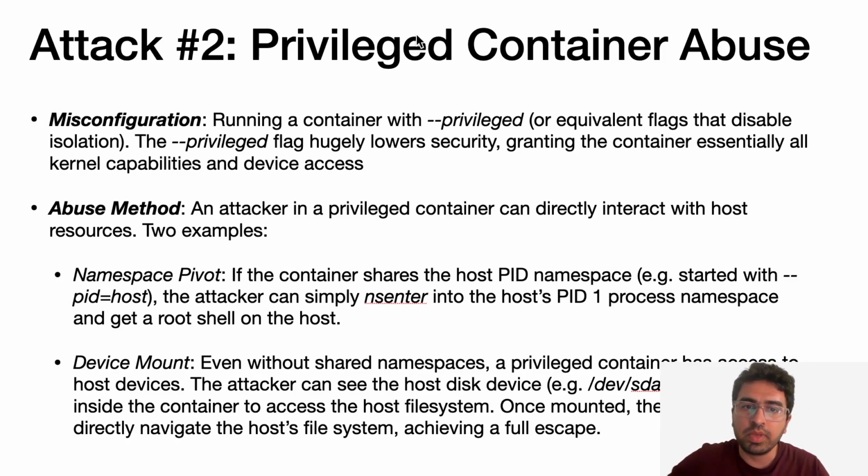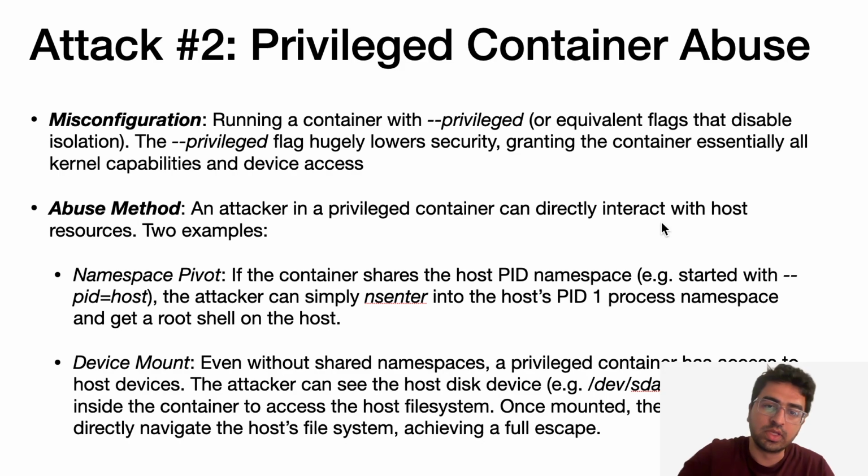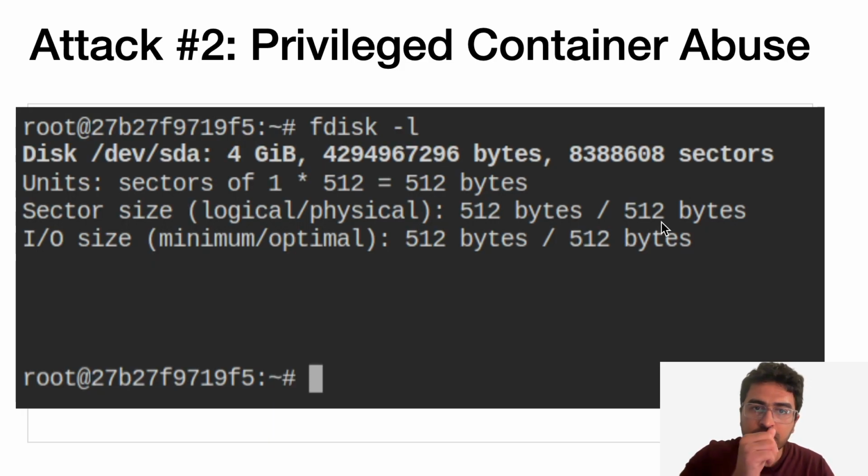The second option would be, even without a shared namespace, if the devices are mounted, for example, if an attacker can see the host disk device like /dev/sda, and it is mounted inside of a container, then they can chroot into that and navigate the entire host file system, basically achieving the full escape. This is how it would look. For example, you're inside of the container. I'm able to use fdisk and see that the /dev/sda device is mounted. So you can access that through the container and achieve a full breakout.